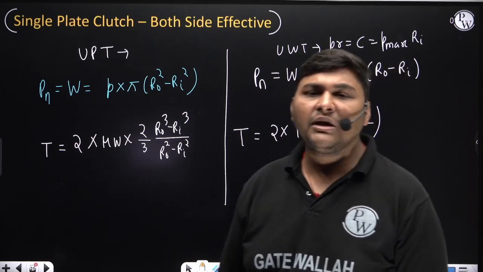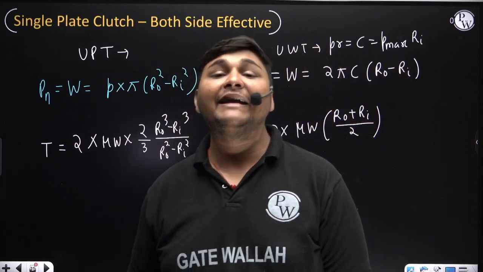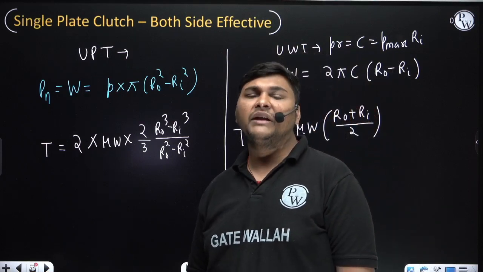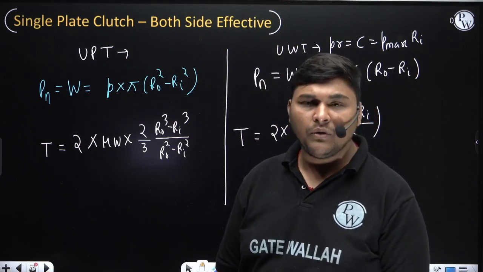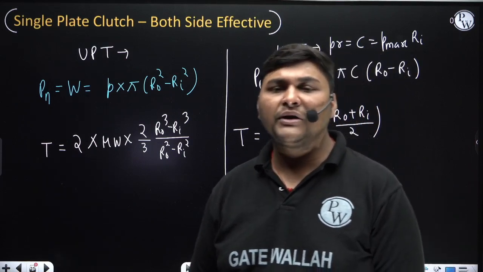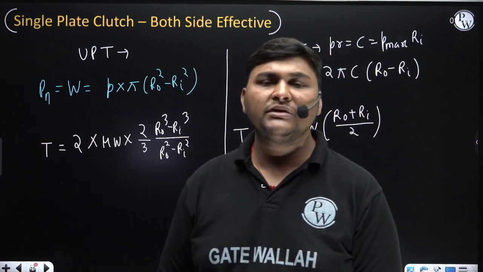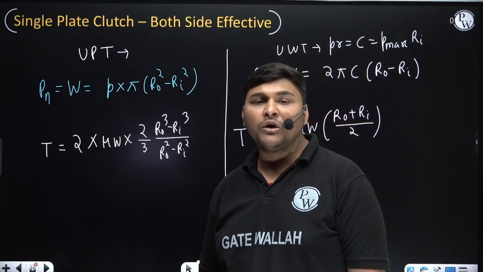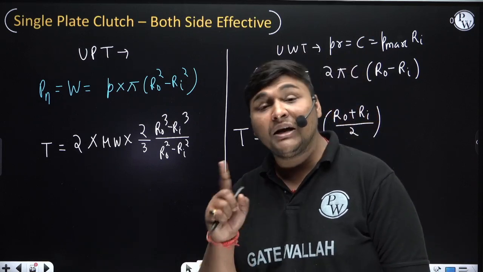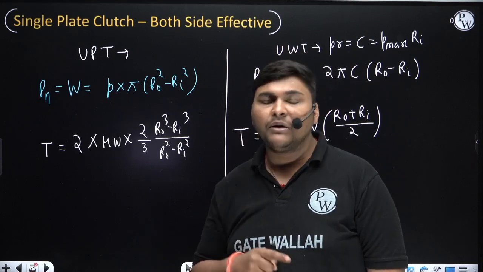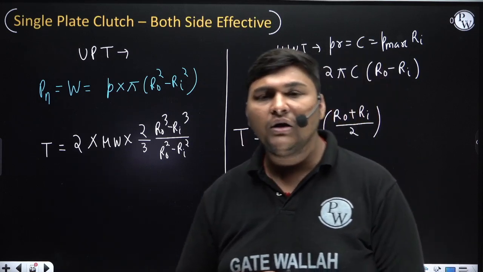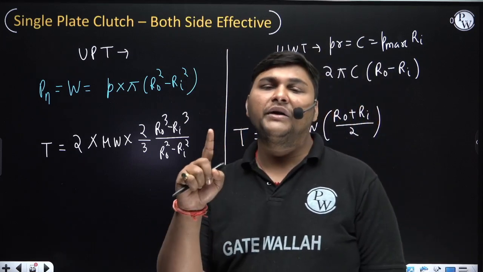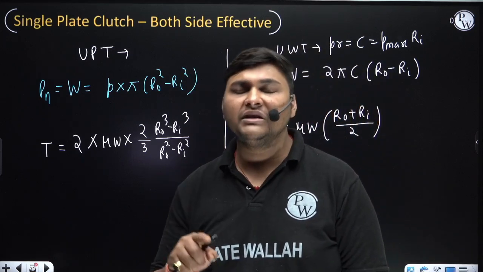Now if a question comes with a single plate clutch and a diagram is not given, the examiner will mention whether one side is effective, then take the number of pairs of contacting surface equal to 1, or whether both sides are effective, then take the number of pairs of contacting surface equal to 2. But if the examiner has mentioned that the clutch is single plate, but has not mentioned whether the number of pairs of contacting surface is 1 or 2, then solve the problem by taking one pair of contacting surface.